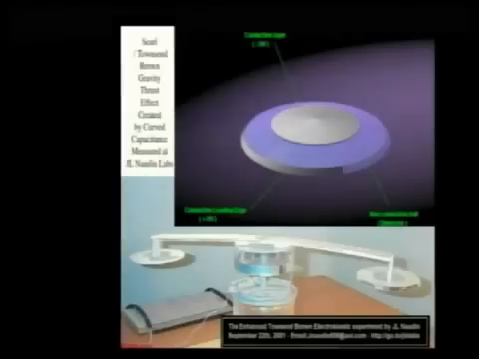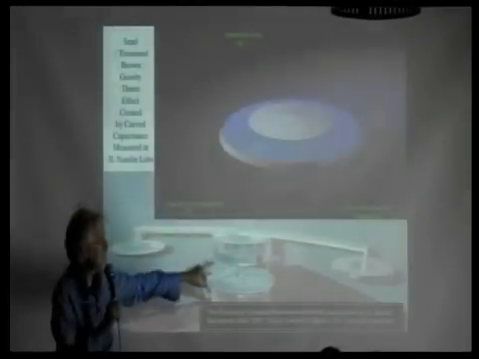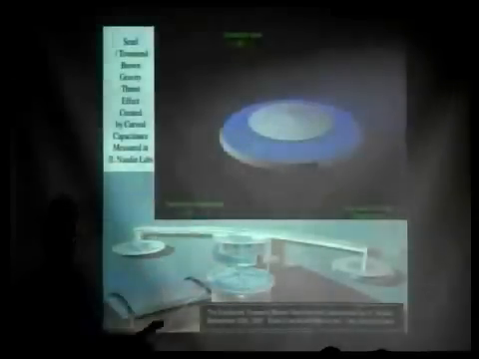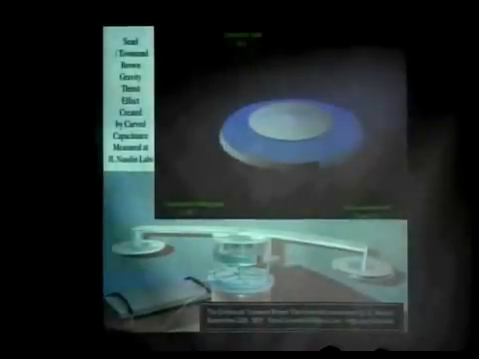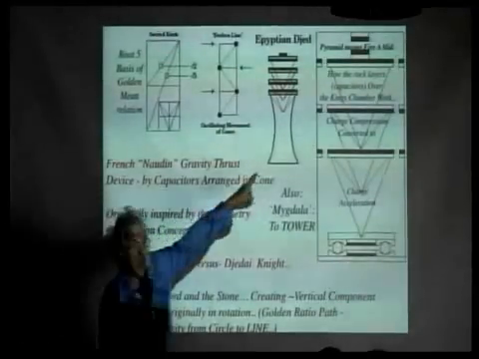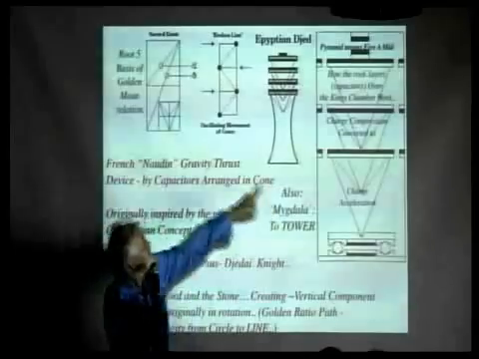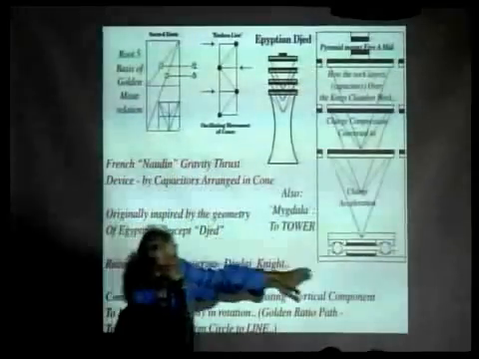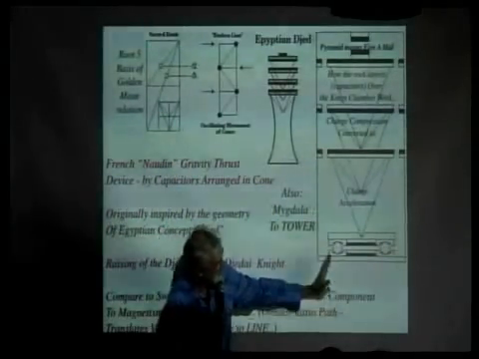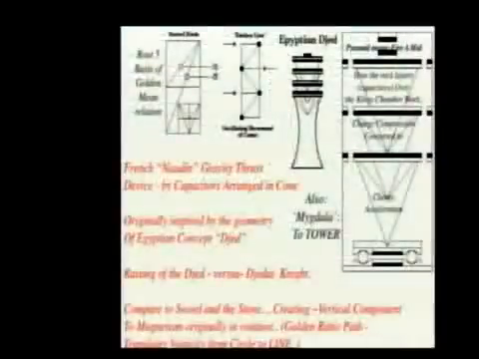You see here, this is how gravity is made in a laboratory with a capacitor. Townsend Brown, Naudin's group in Paris. This is a curved capacitor making gravity. And this, called the Egyptian Jed, is a curved capacitor making gravity. You see the geometry of the capacitor, you see the golden ratio, you see the result is an electric field that makes gravity that reduces the weight of the stones above the king's chamber in the pyramids.